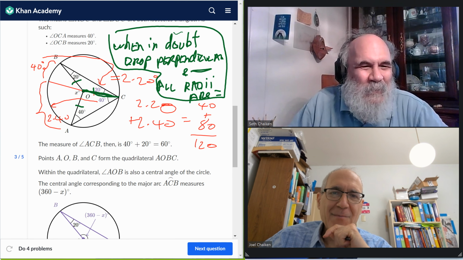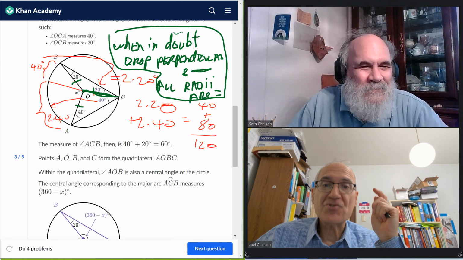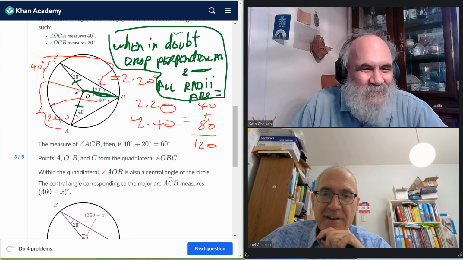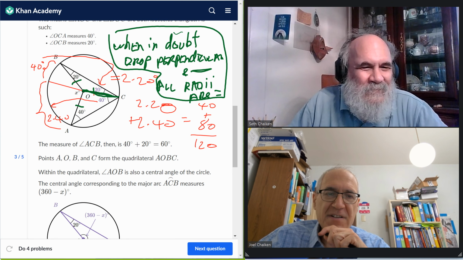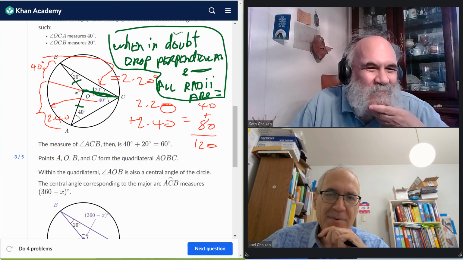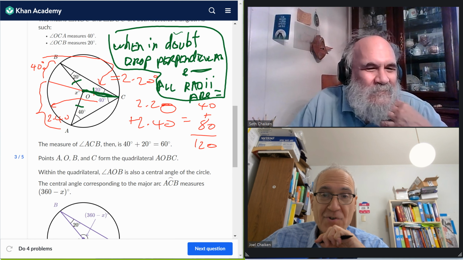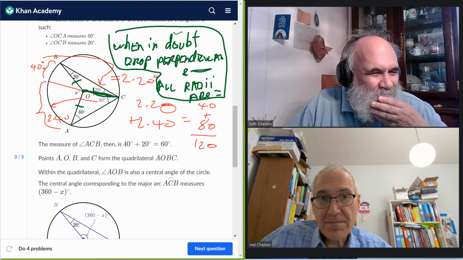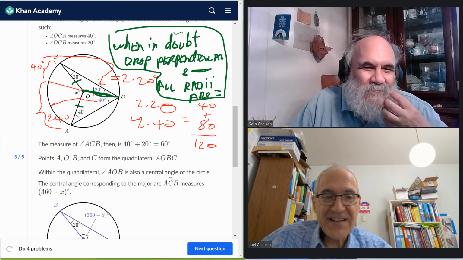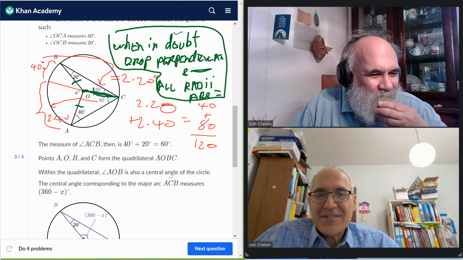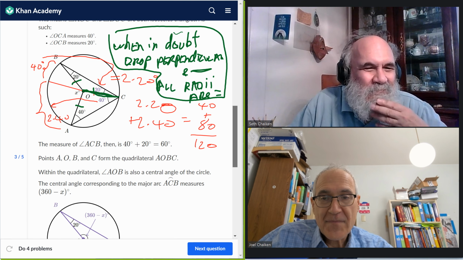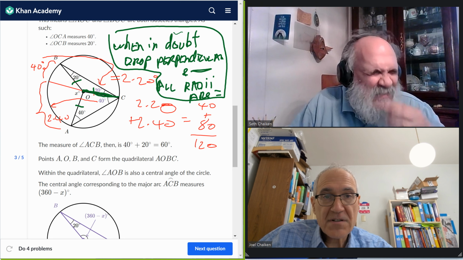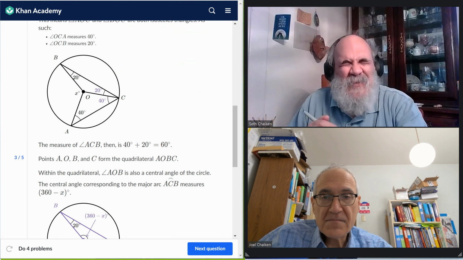And then I also say, we won't do it here, when you're really in trouble with a geometry problem, look for similar triangles, because very often the similar triangle problems are the hardest to spot. So, when in doubt, drop perpendiculars, all radii are equal, and when really in trouble, look for similar triangles. The bottom line is there are at least three ways to do these angle puzzles. It's good that they did it a way that we didn't do.